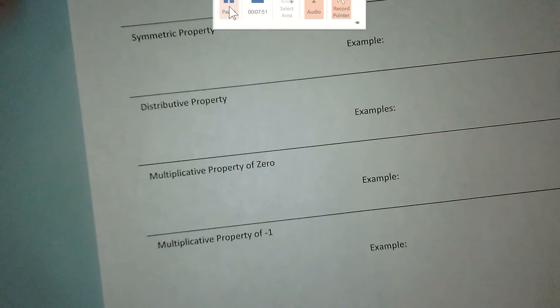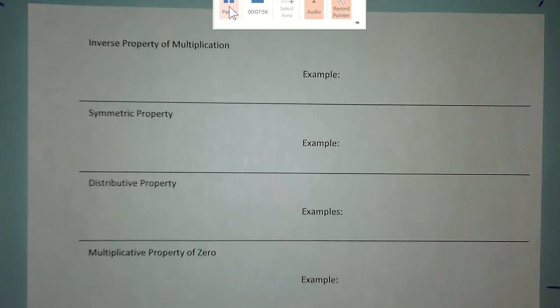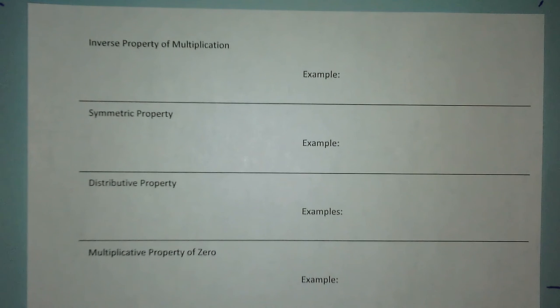There's also an inverse property of multiplication. Has this stupid thing been up here the whole time? Ugh. I apologize.